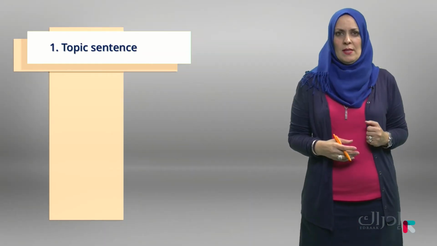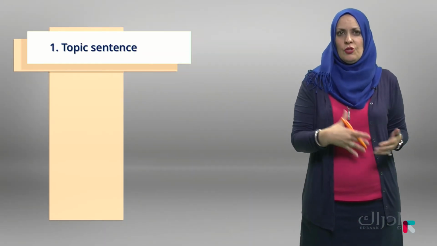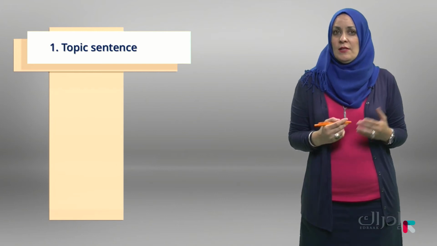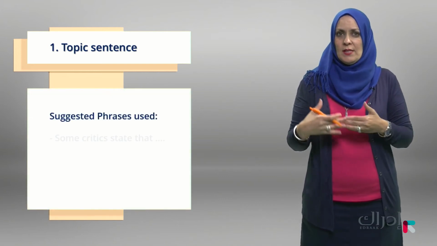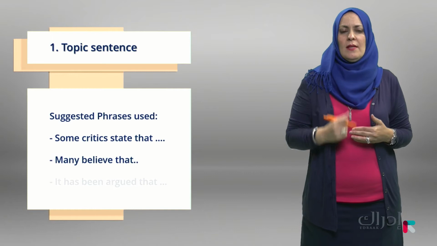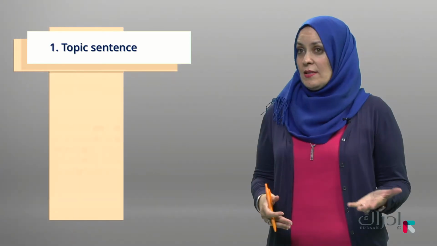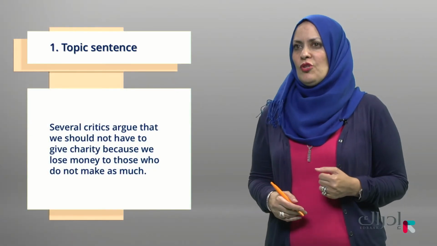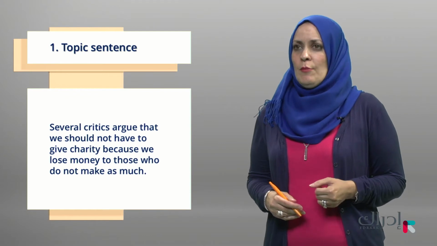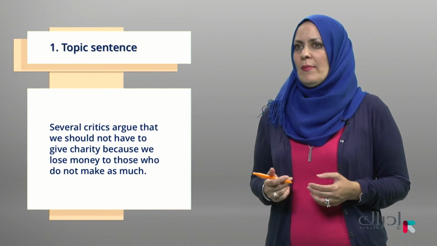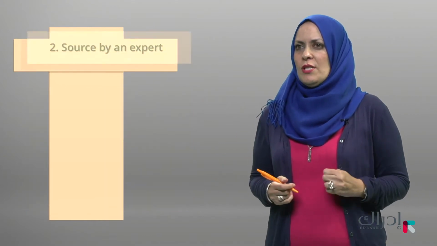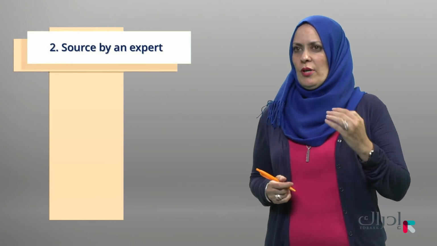Number 1, the topic sentence. The opposing side is introduced through the topic sentence. Suggested phrases used: some critics state that, many believe that, it has been argued that. Example: several critics argue that we should not have to give charity because we lose money to those who do not make as much.